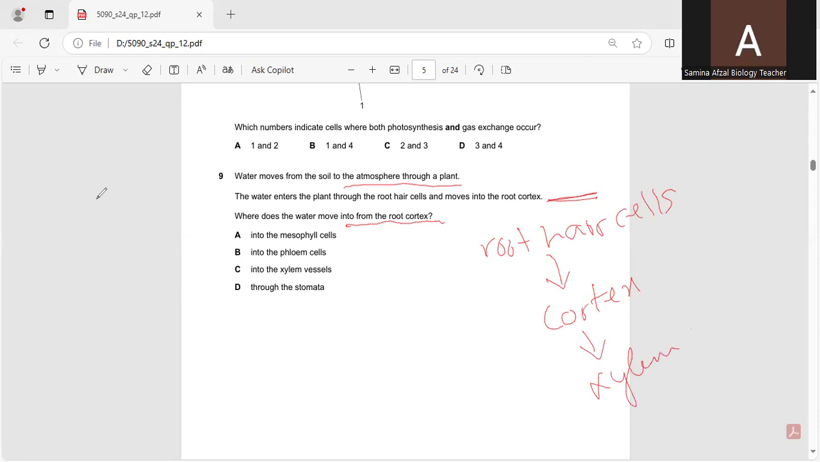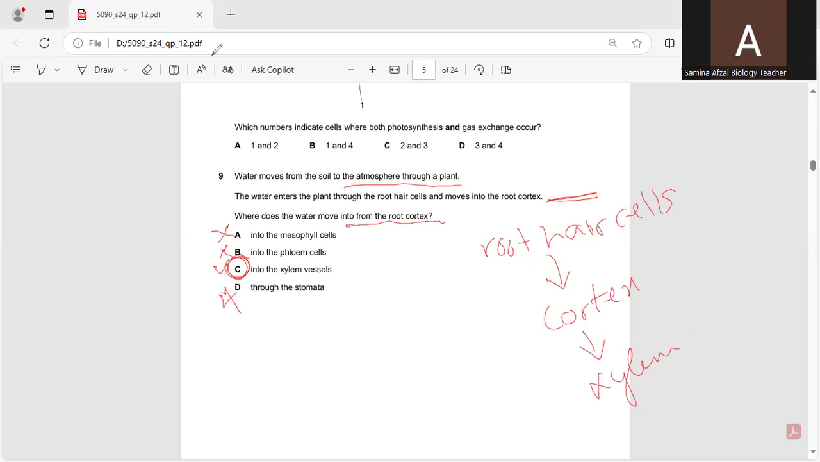So this is the route. According to this, into the mesophyll cells, no. Into the phloem vessels, no. Into the xylem vessels, yes. Through the stomata, no. So only C is the correct option according to this route.